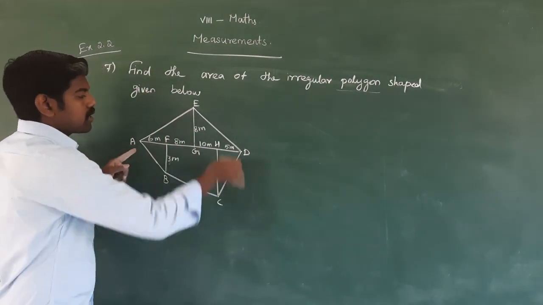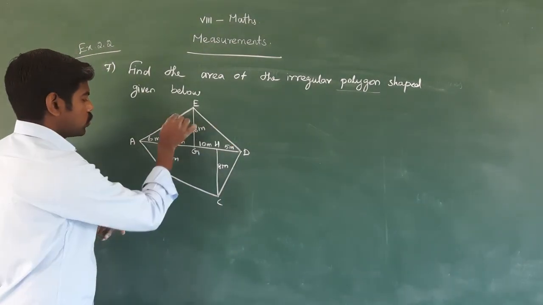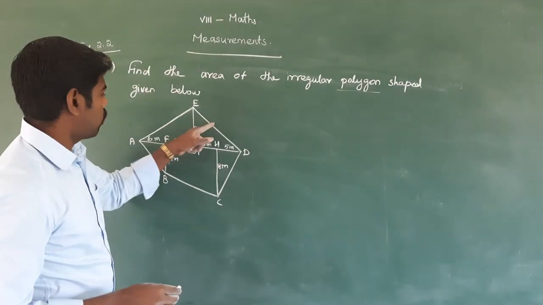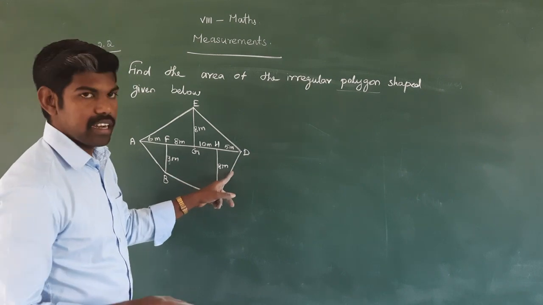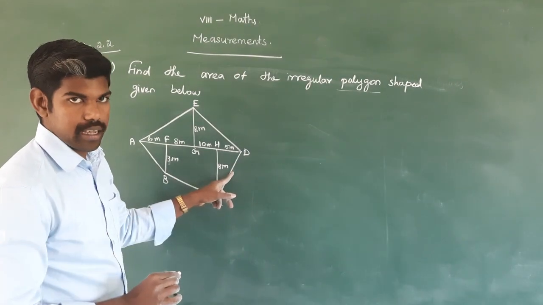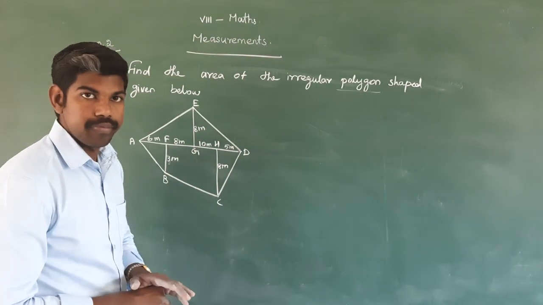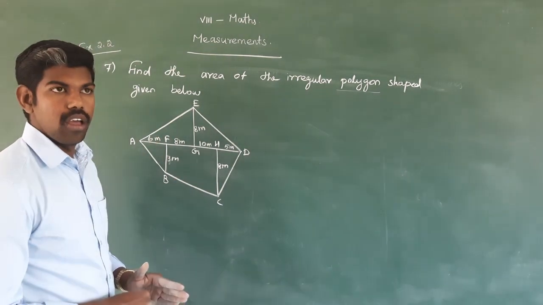So this one is an irregular polygon. Total 1, 2, 3, 4, 5 sides. So a 5-sided polygon means the pentagon. Okay, irregular pentagon. Find its area.